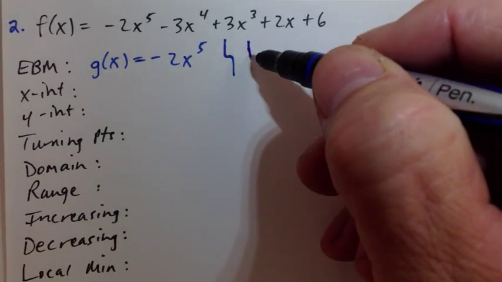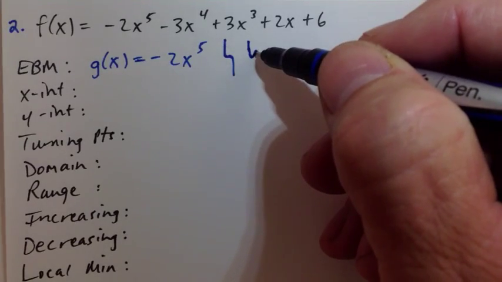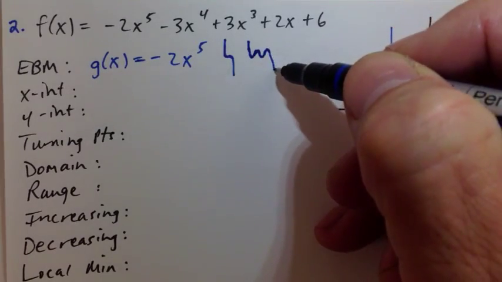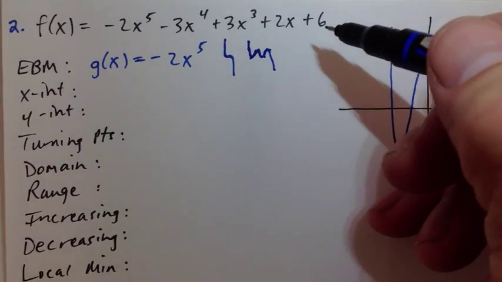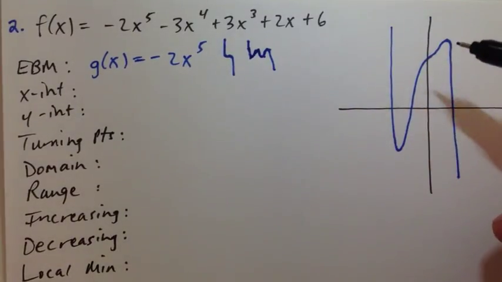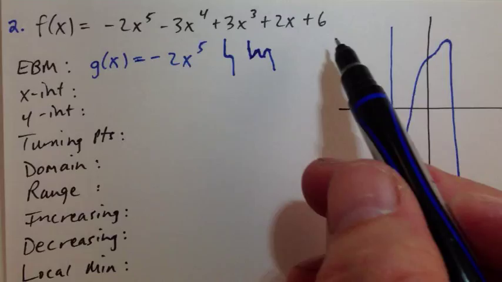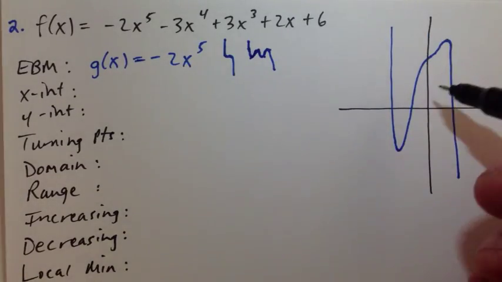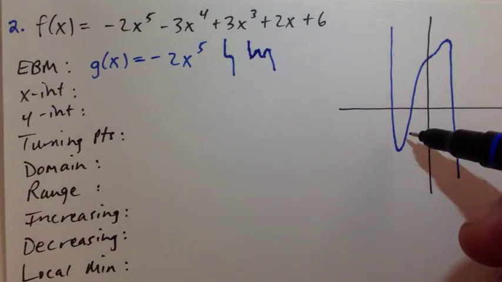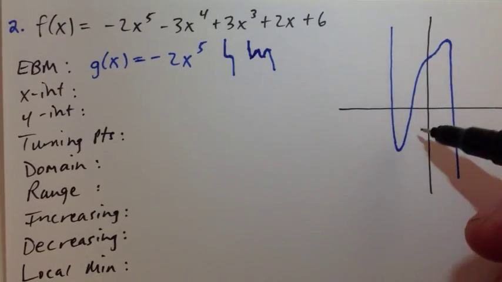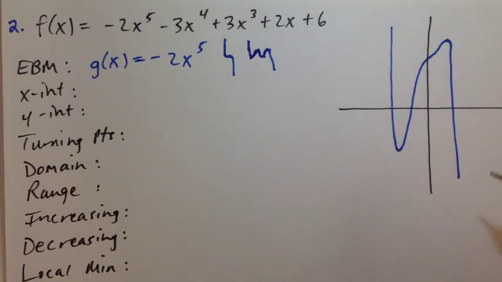At most it has 4: 1, 2, 3, 4 turning points. And so we're looking for 4, since we don't see any repeat factors, but we can see from our graph that we don't necessarily have 4. We have 1, 2 turning points.